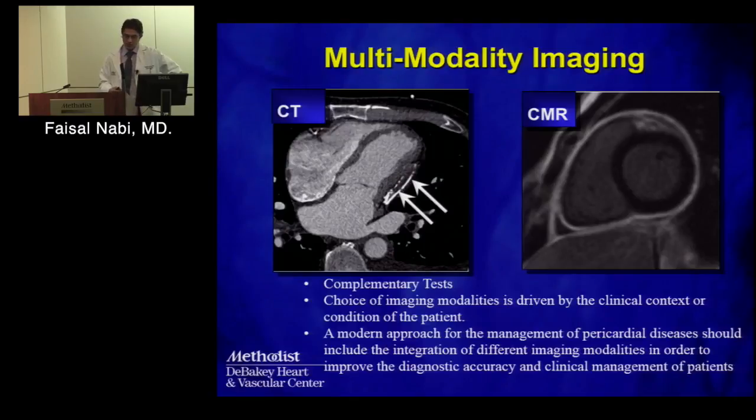Usually, you want to choose the test based on the clinical context, and the way I've divided this talk is to discuss the clinical condition first, and then what each modality provides. You should know that the modern approach, the approach you do every day, is integration of different imaging modalities to help improve both the accuracy of what you're diagnosing and to help manage these patients.